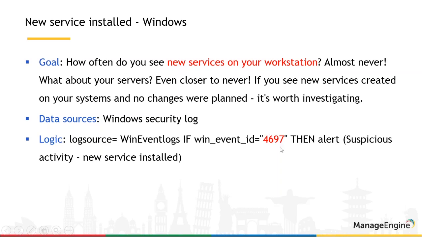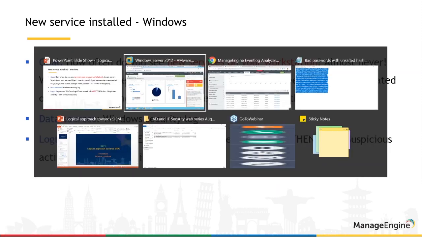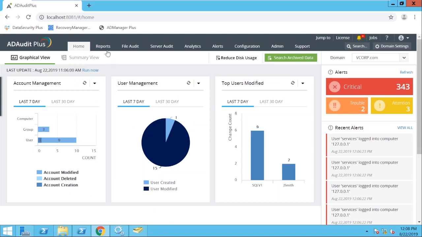Whenever you see new services popping up on your workstation, or even worse, on your servers, you record 4697 in the logs, okay? When you record 4697, it's worth investigating. The log I want you to focus on is the security log, and the event ID is 4697. When you have such things happening, you should have a capturing mechanism for that, right?